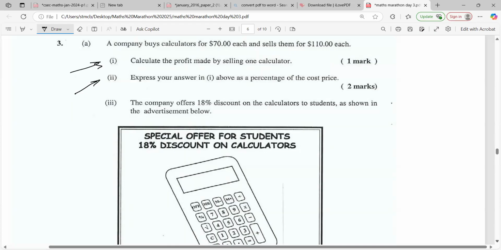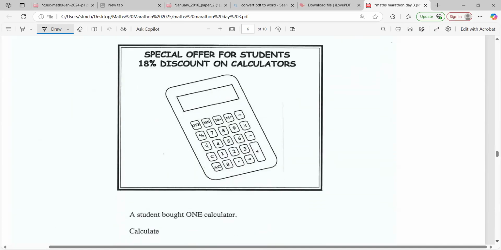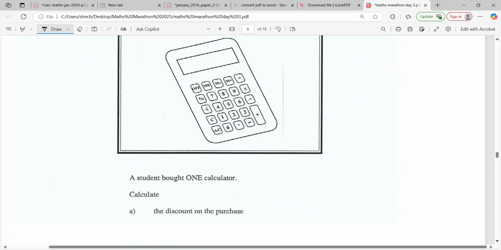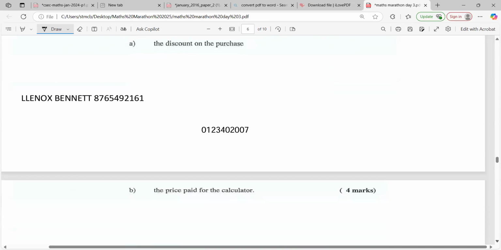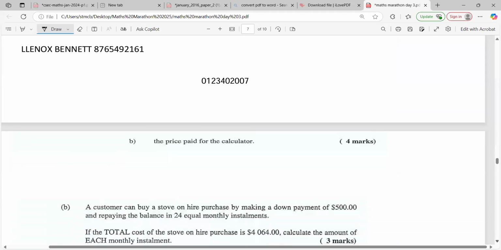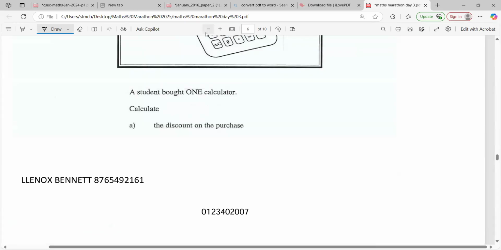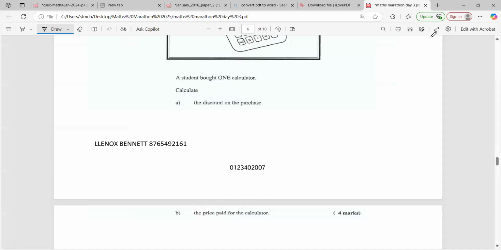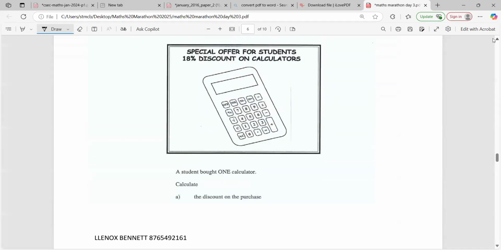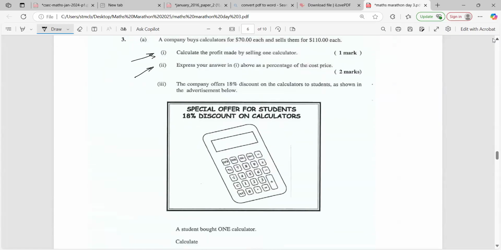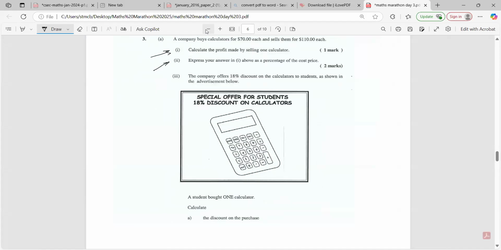Let me see the other part. So, a student bought one calculator, calculate the discount on the purchase, and then the price for the calculator. That's not bad, guys. Let me make it small so you can see everything. Alright, that is better now. If anything, I'm going to zoom in on the screen. So work out the 4 marks here, and then we can go down further. Everybody should be able to see.